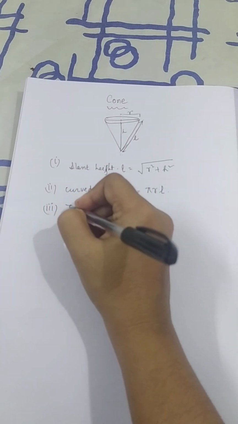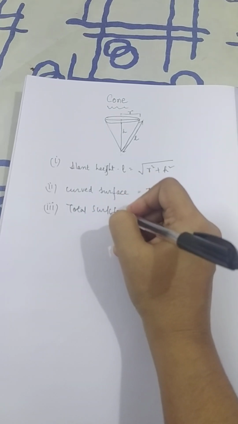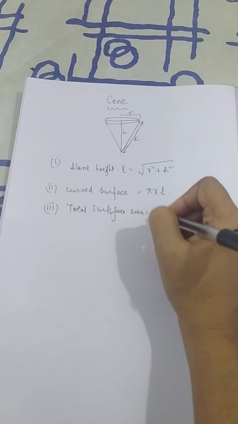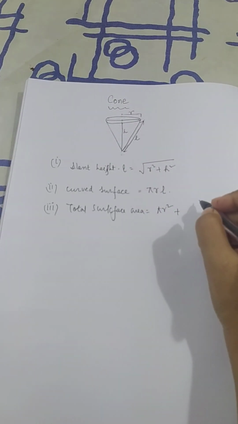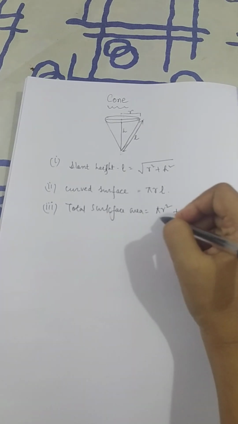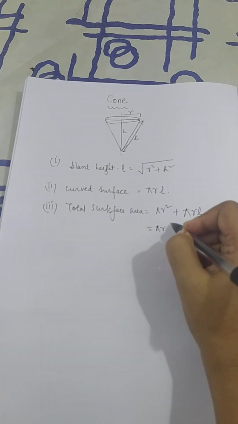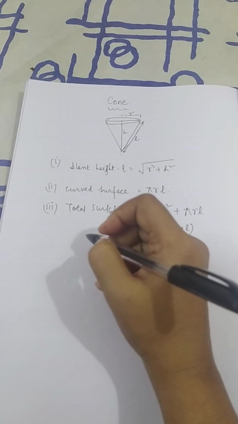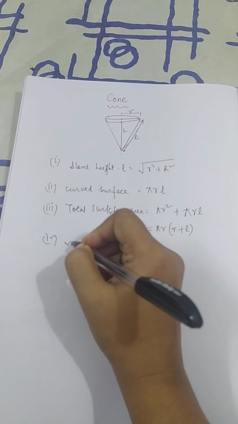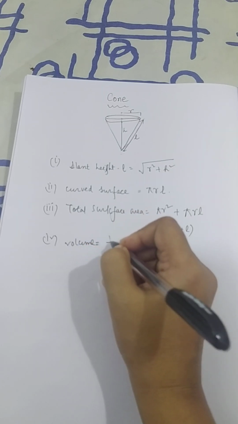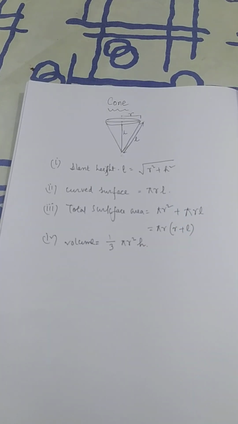Now what is the total surface area? Total surface area means the curved area plus the circular part, which is pi r square, and the curved part is pi r L. So if I take pi r common, it will be pi r times (r plus L), right? Next is the volume. So volume will be one-third pi r square h.